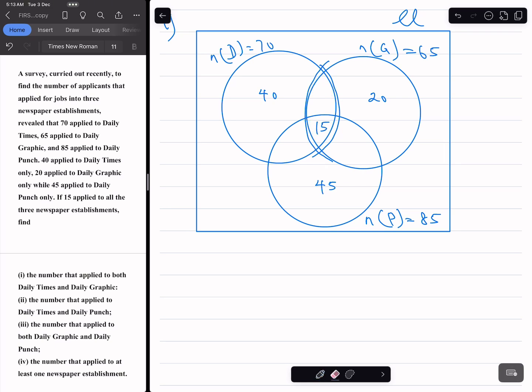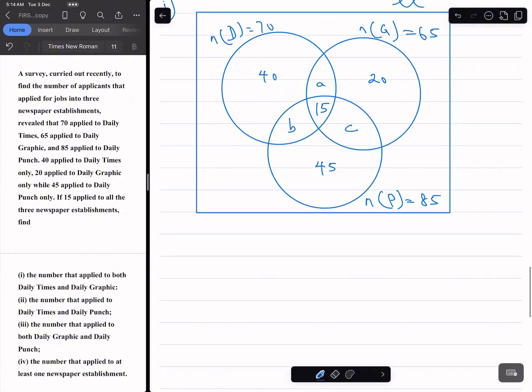So I need to know this place. I need to know the people here and add them to 15 to know the people that applied to both Daily Times and Daily Graphic. So let this be A and let this be B, while this is C. We need to find all of the parts in the Venn diagram before we start answering the questions. That makes it a lot easier. Now, how do I find A, B, and C?